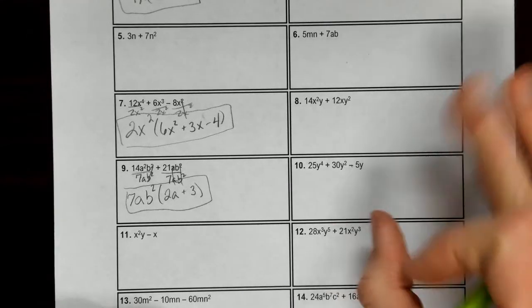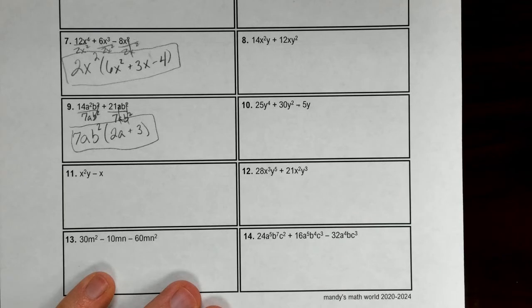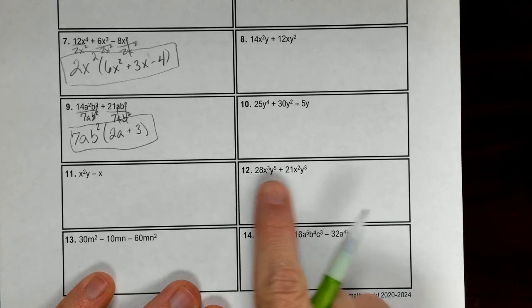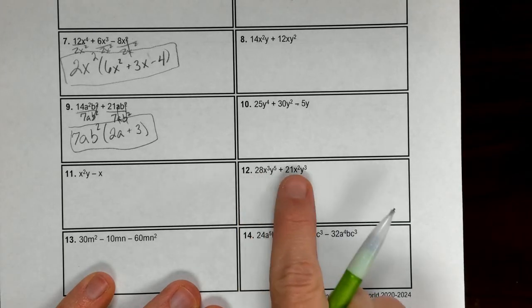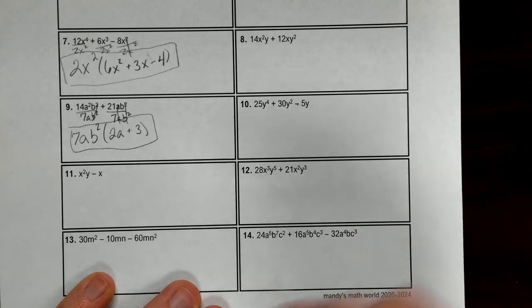Let's do one more like that, Coach Sapp. Okay. Alright, number 12. So again, we're looking at the numbers first. So the greatest common factor between 28 and 21 is 7.